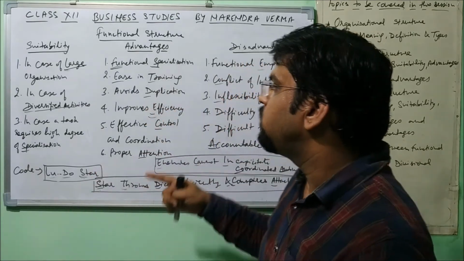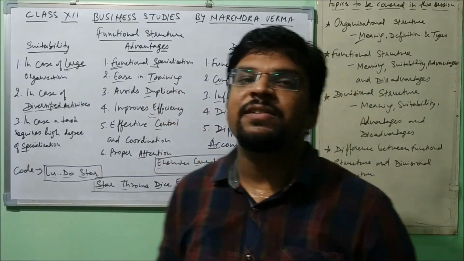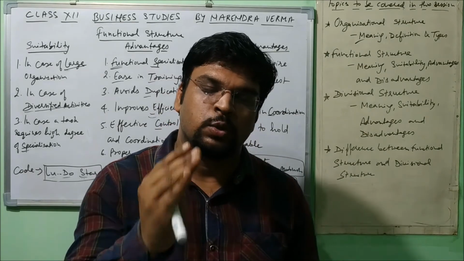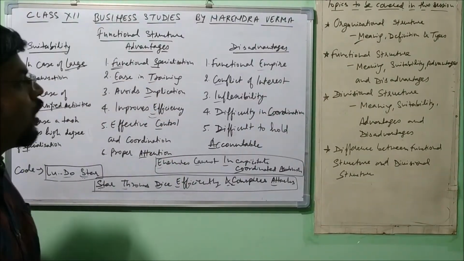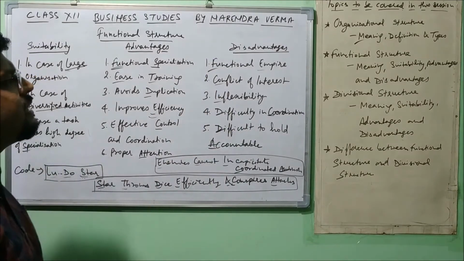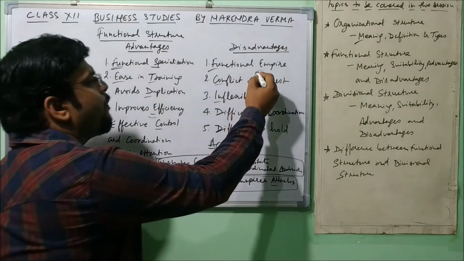So it was about the advantages, but it does have some disadvantages as well. So now let's talk about that. Very first disadvantage is what? Functional empire. Empire is what?